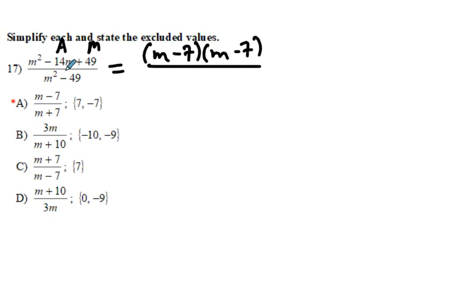Down below, I need two numbers that multiply to make negative 49 and add up to be 0 in the middle. That's a difference of squares. That's m plus 7 and m minus 7. If I look, these m minus 7s will simplify out. So the only thing left is m minus 7 over m plus 7. And that's only one option, so it's A. The excluded values are the values that I cannot put in the original function, and that would be negative 7 and positive 7 because it would make it divide by 0.